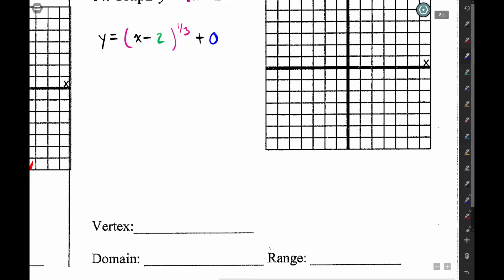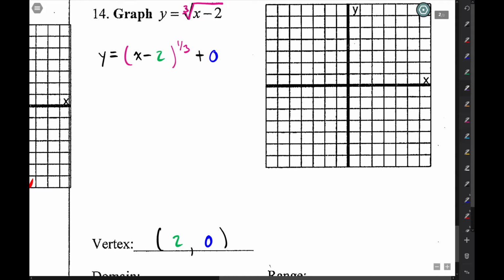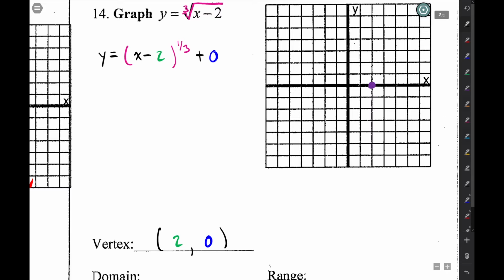So right now we already have the vertex. We already know that the vertex is going to be this guy right here. So right 2, up 0 is our vertex. Okay, well, cubed roots are, again, if you were to visualize, I think the inverse would kind of look like this.